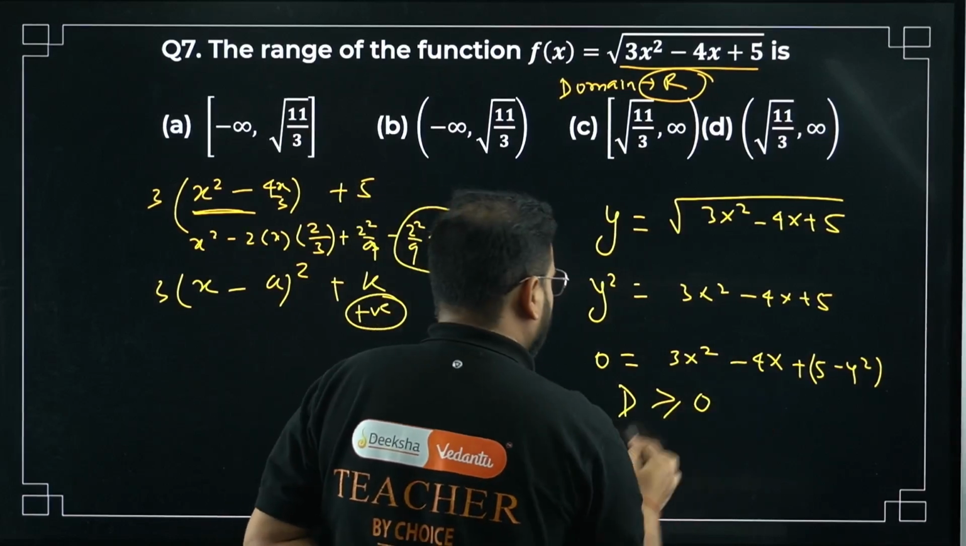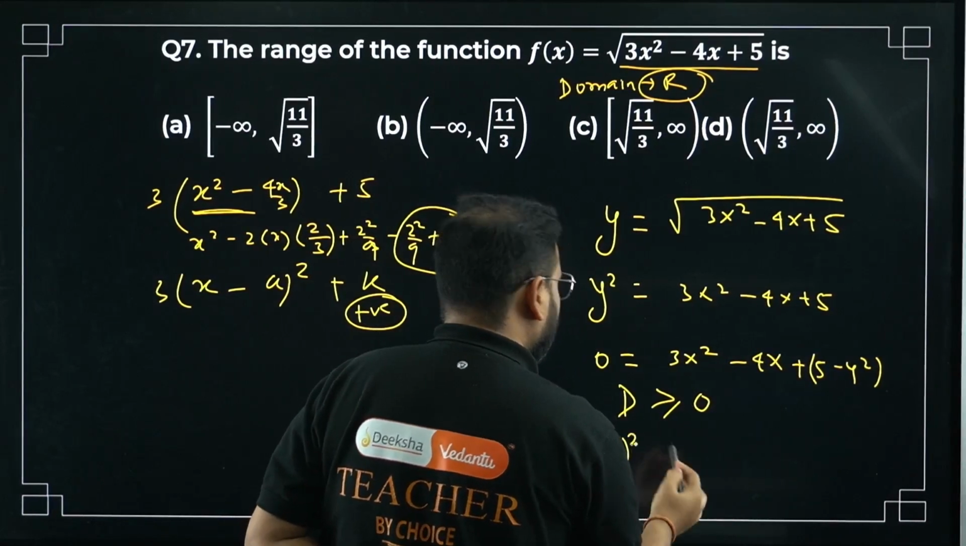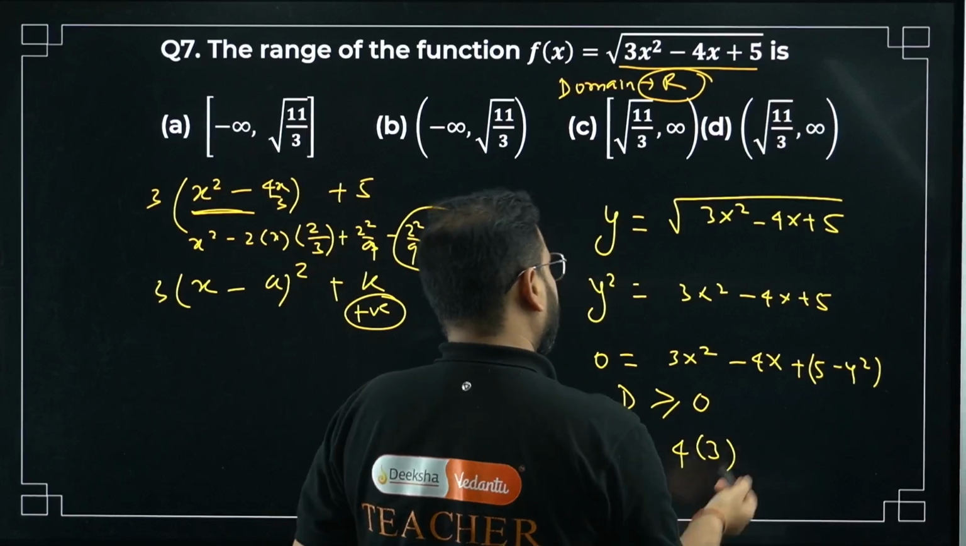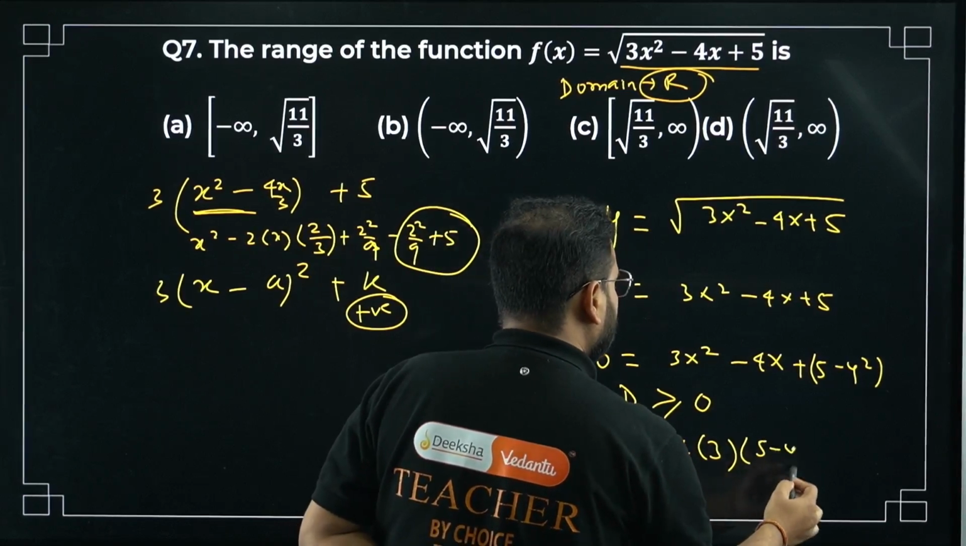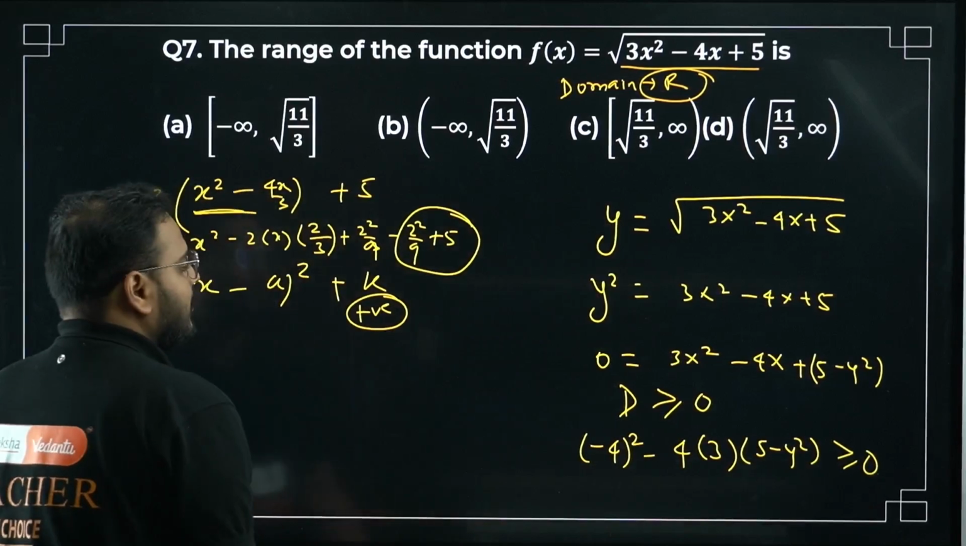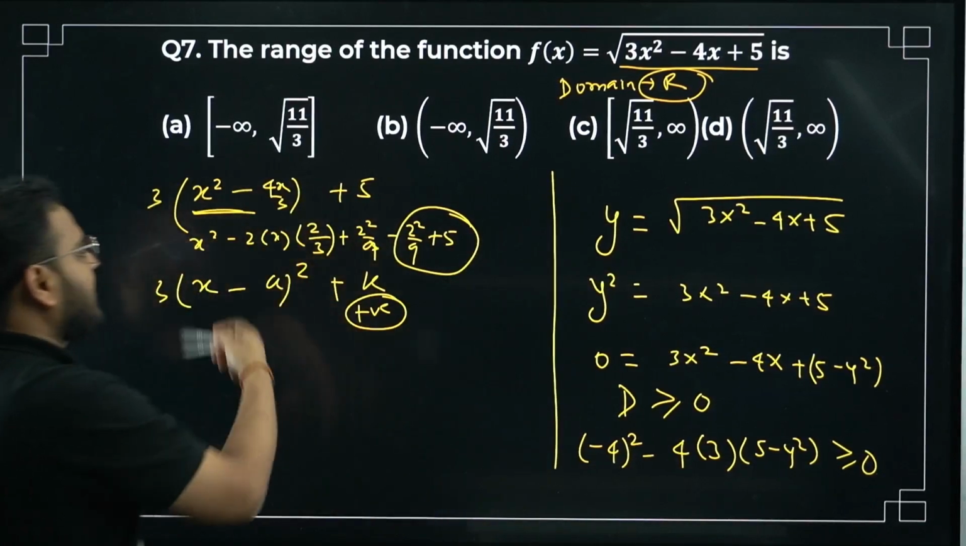Apply the D value. What do I get? Minus 4 square, so b square minus 4ac. Minus 4 times 3 into 4, a and c, so 5 minus y square, greater than or equal to 0. Can we solve it over here? Let me erase this part now.